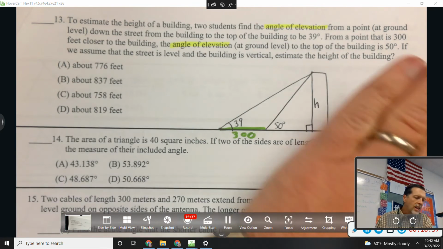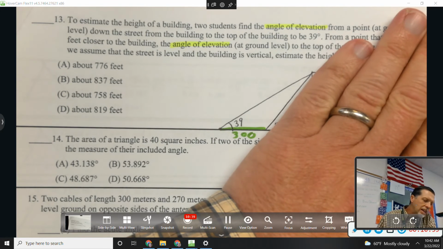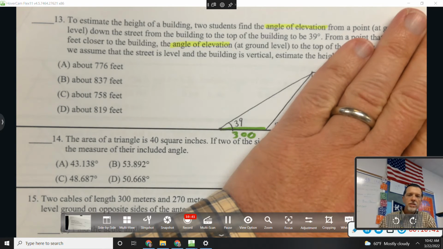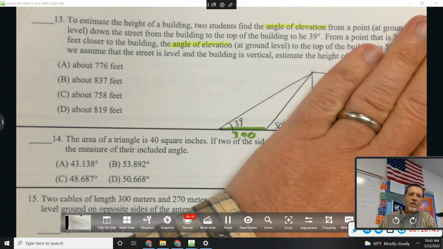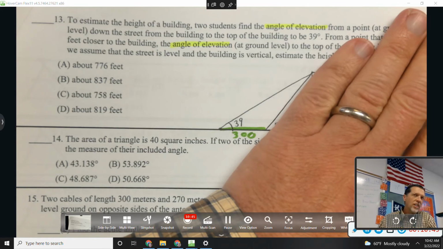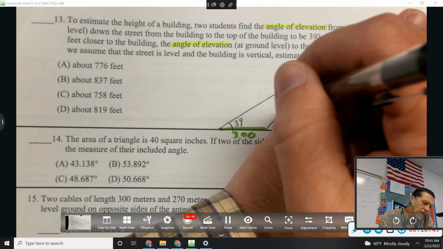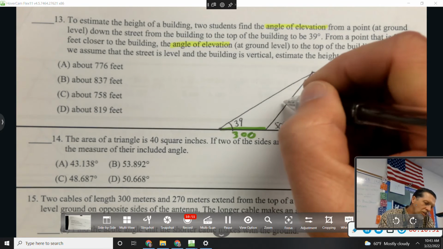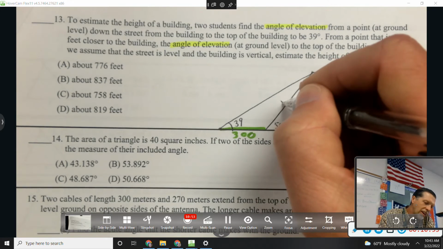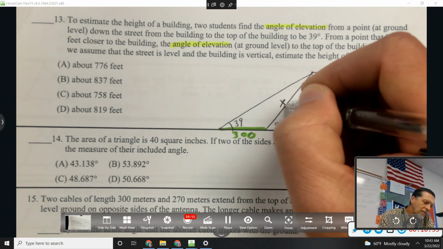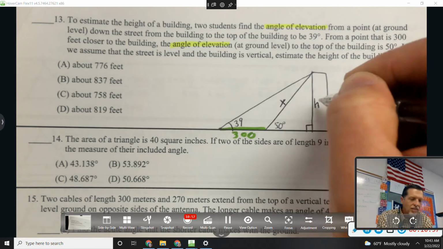The triangle on the left, it doesn't have what we like. H isn't in there, but it does have more stuff. So I think we can solve the left triangle and then use this side, since it's a shared side. Let's call it x. If we can find x, then we can use that to find h.